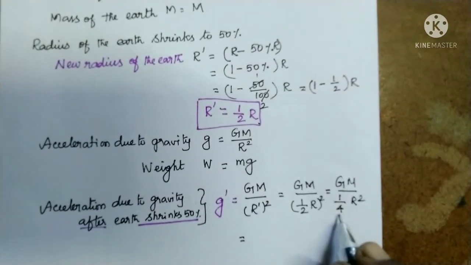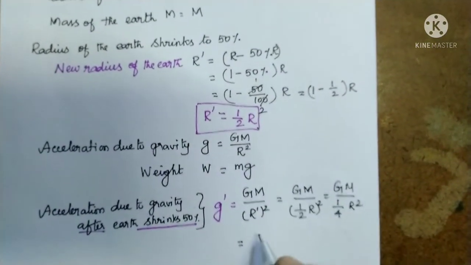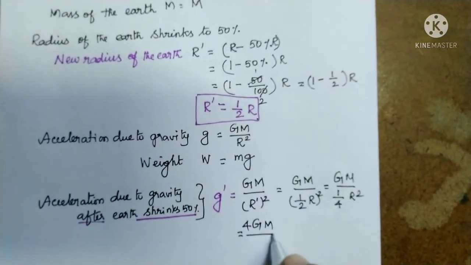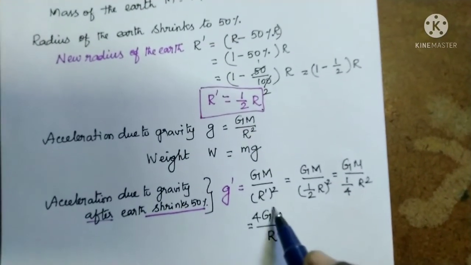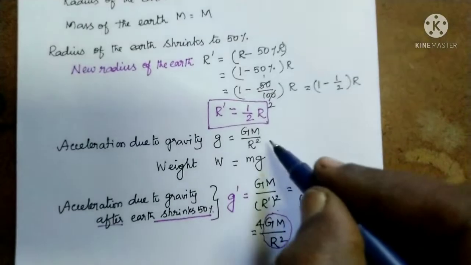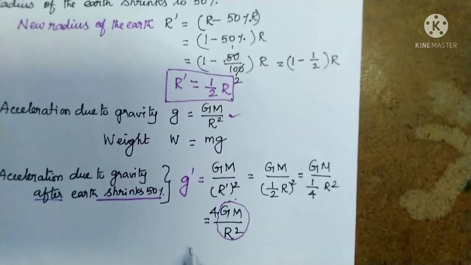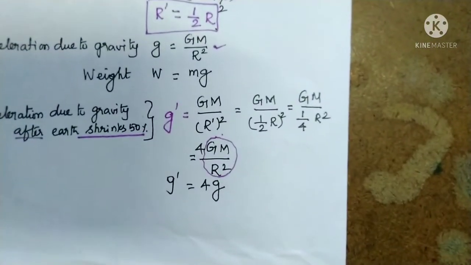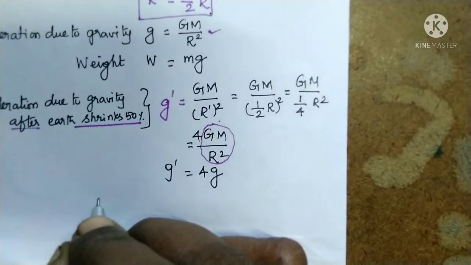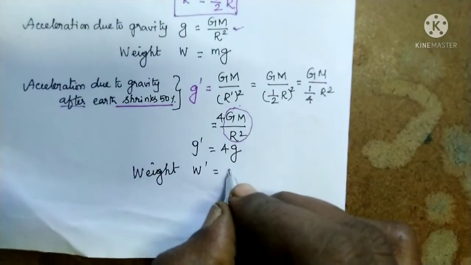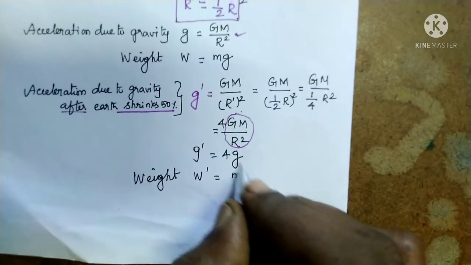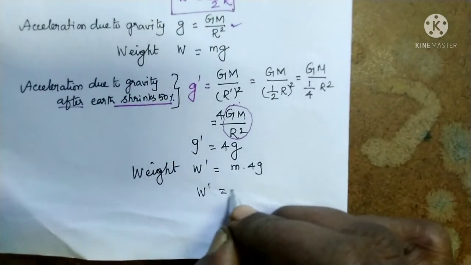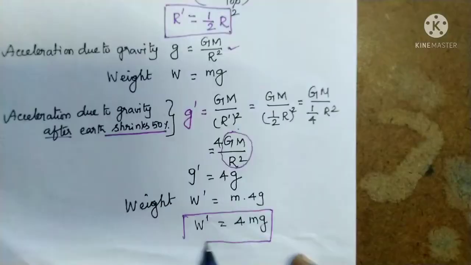That is equal to, the 4 goes to the numerator, so 4 GM by r square. GM by r square refers to the g value. So g dash is equal to 4g. After shrinking the Earth, what is the weight W dash? M into g dash is 4g. Therefore, W dash is equal to 4 mg.